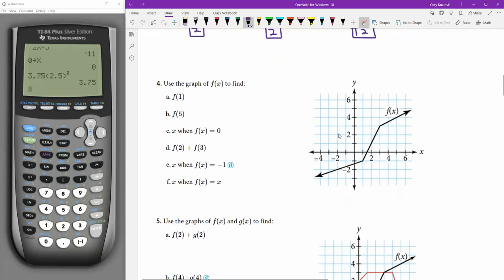All right, now we're going to use a graph. We did a lot of this in the lesson today. Use the graph of f of x to find these values. All right, how about f of 1? At 1, we get an output of negative 1.